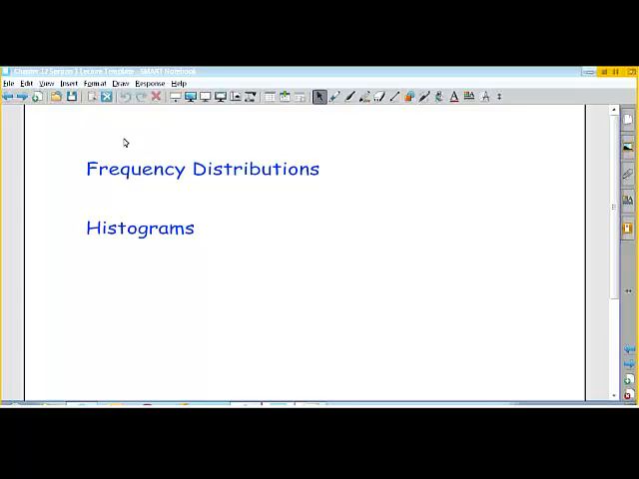So then, what do you do with the data? You don't just give a random list of 300 numbers, and people look at it and go, yeah, okay, so what does that mean? So it's just a way of consolidating the data and then presenting it in a way that gives you the most information in the least amount of space. So frequency distributions and histograms are the typical means of doing that.